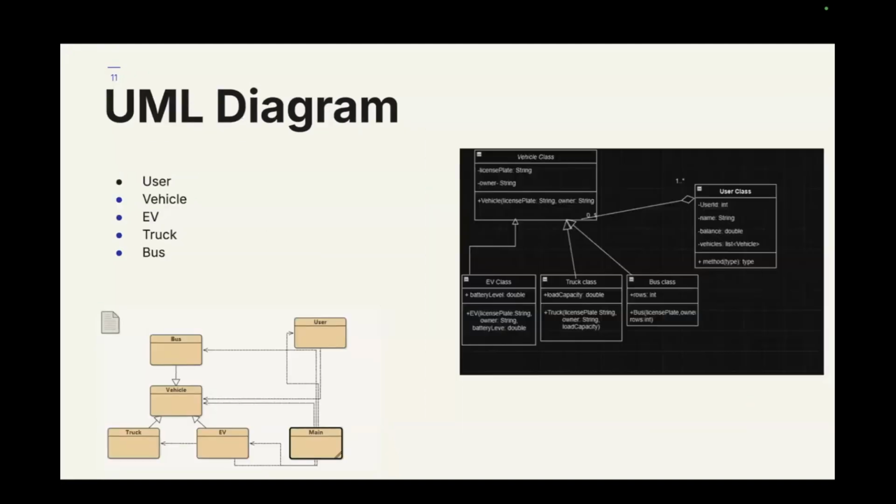My part is five classes, which are user, vehicle, EV, truck, and bus. You can see the relationship between those classes. Basically, EV, truck, and bus are three subclasses of the vehicle class. You can see the attributes with the private and public signs, and this is what it looks like in the BlueJ IDE.